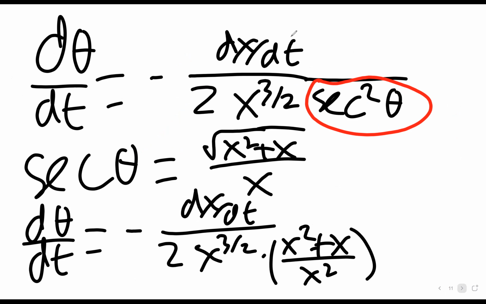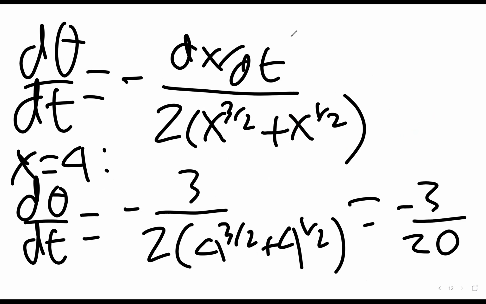Okay, and then we have to substitute it back to secant theta squared. So we have d theta dt equals minus dx dt over 2x to the power 3 over 2 multiplied by secant square of theta, that value, to obtain, okay, so if I simplify in terms of x, I get this one, and then finally just substitute x equals 4 there. I have d theta dt equals minus 3 over 20. Okay.